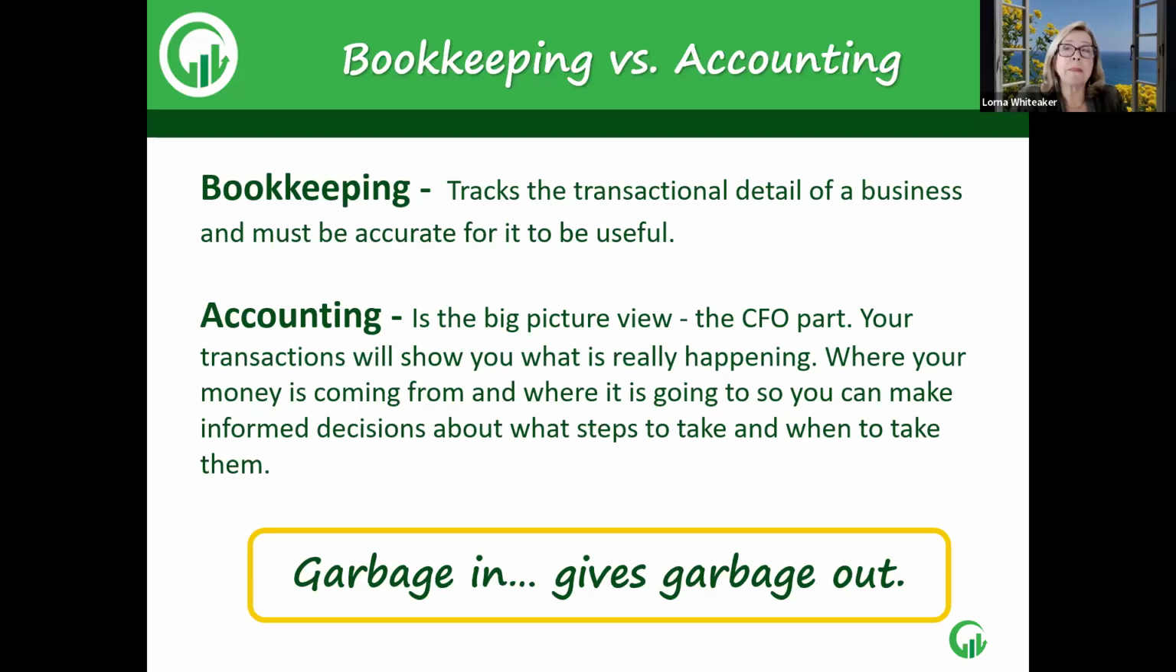Folks, it's not about working harder. It's about knowing what to fix. And when you keep your bookkeeping up and you keep on top of reading your accounting and financial statements, you're going to have that information. And this is always going to be true. If you put garbage in, you're going to get garbage out. So we're going to go over the things that are going to help you get clean, clear information so that you can run your business by the numbers.